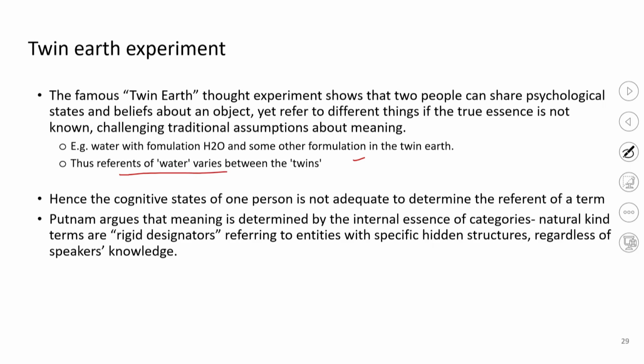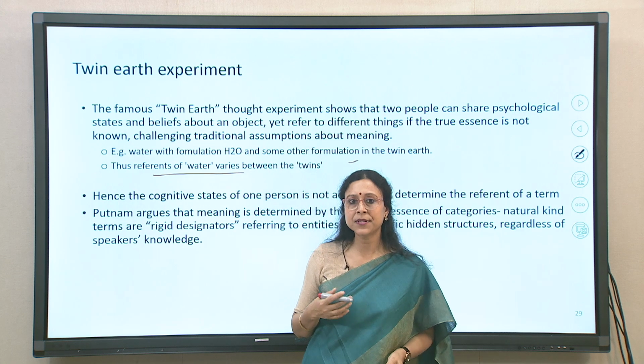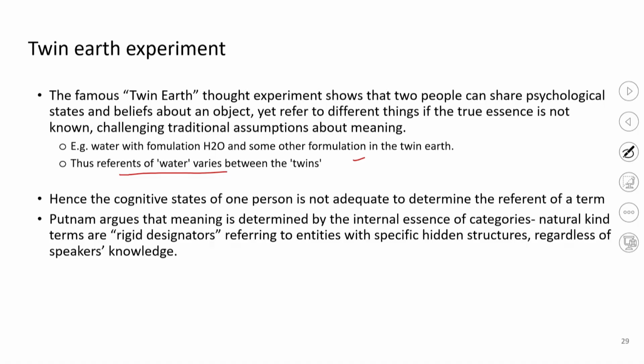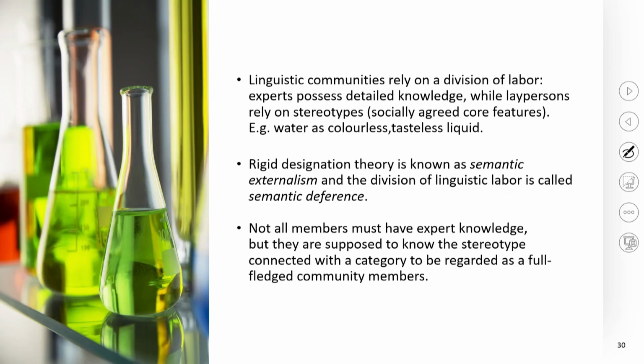So, what is the referent of water in my earth is different from the referent of water in the other earth. Hence, the cognitive state of one person is not adequate to determine the referent of a term. This is what the primary idea here is. So, he argues that meaning is determined by the internal essence of categories, that is the natural types, which he called rigid designation, and on the other hand there is also the division of labor, which is where we take the meaning from the society, the way the understanding is in the society.